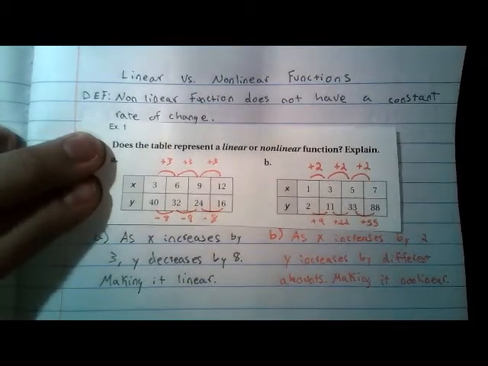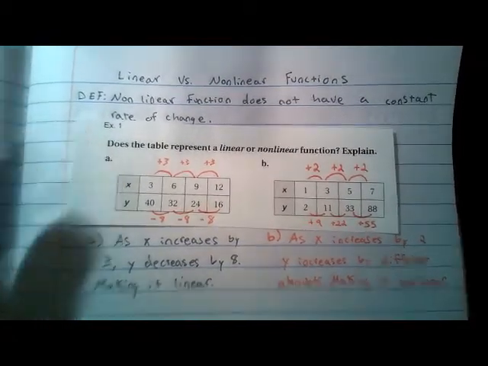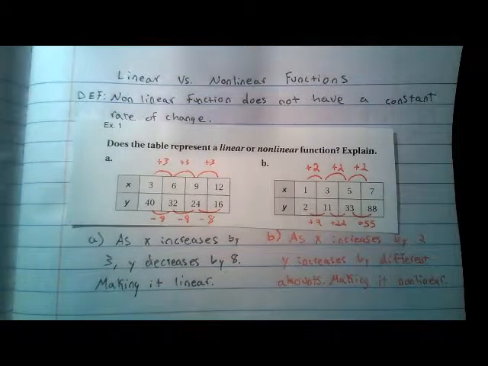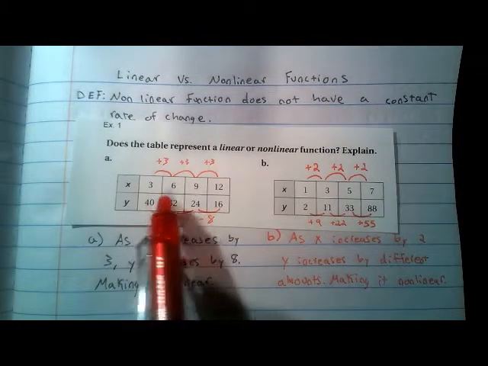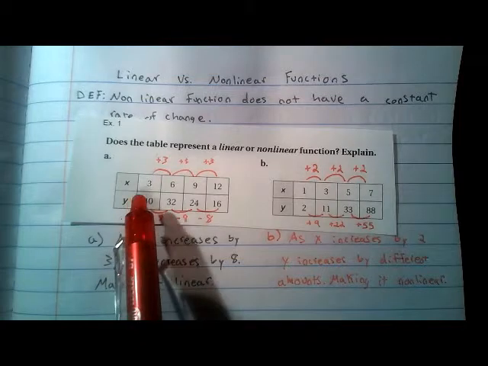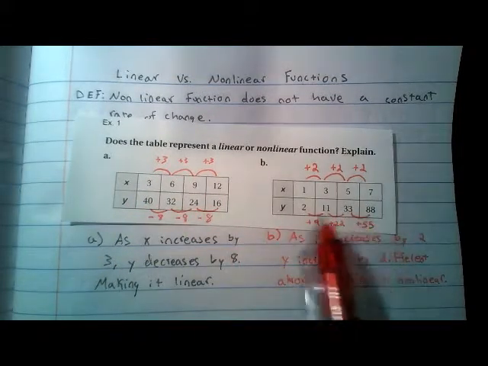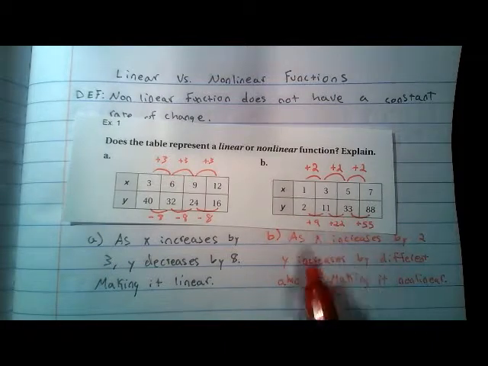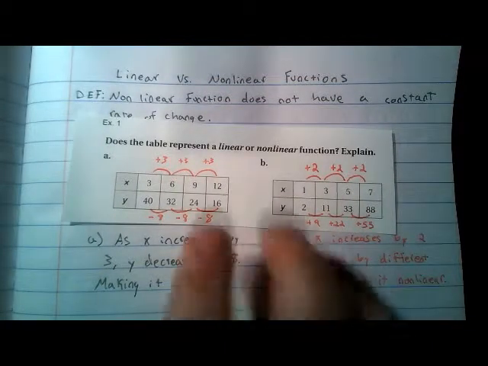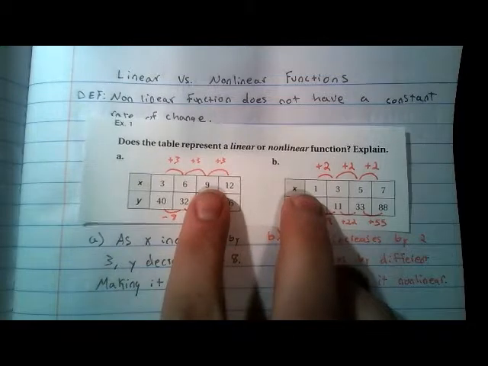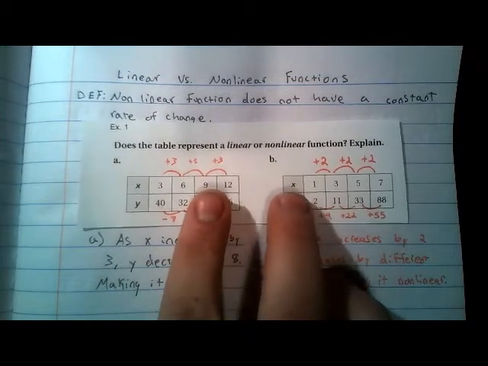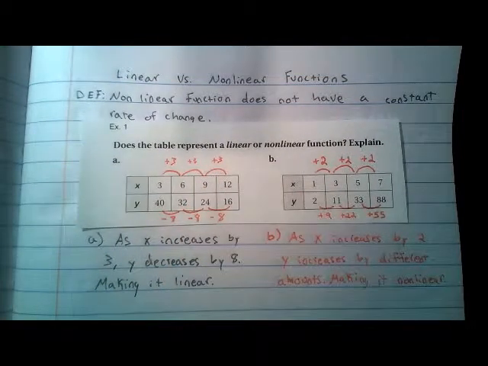So if you're given a table and you want to see if it's a linear function or not, you want to find the rate of change within that table. If it's consistent, then it's linear. If it's changing, then it's nonlinear. And what you can do is you can just go ahead and glue those examples right on top of those problems and just underneath the definition.